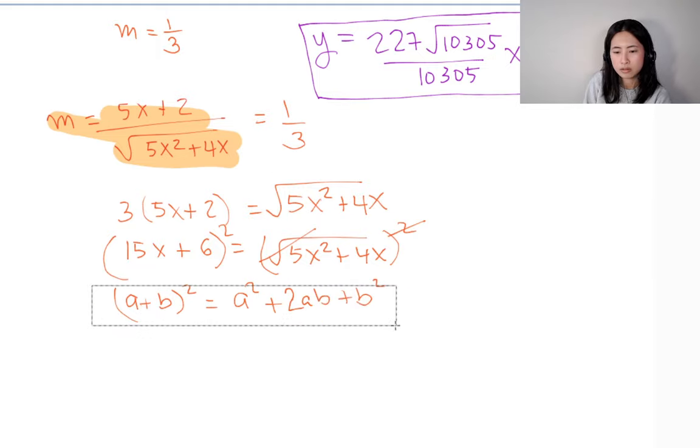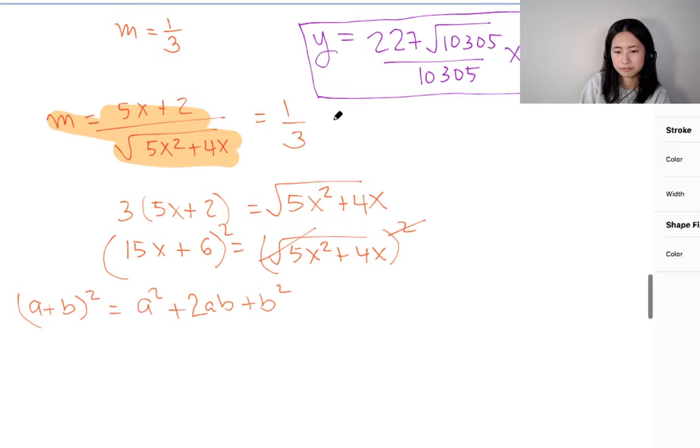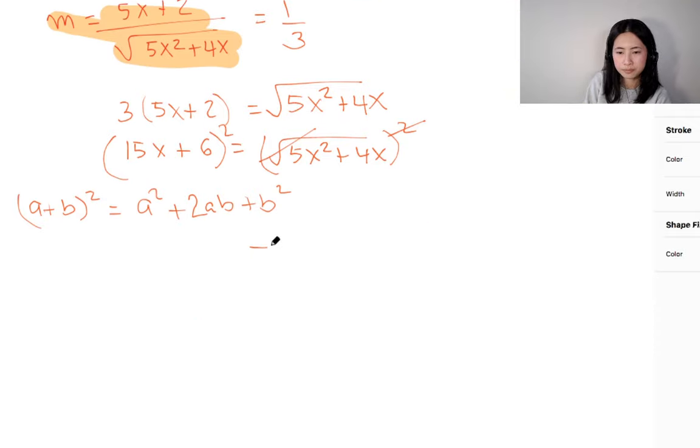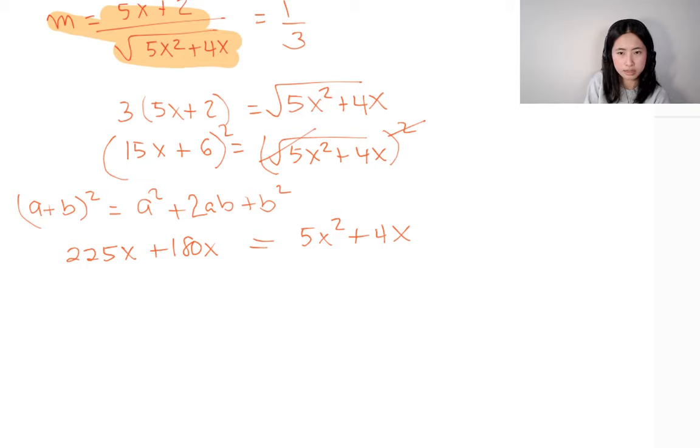Okay, let me just write that here. So this is equal to 5x squared plus 4x, and on the left-hand side, we have a squared, so that's 225x squared plus 2 times 15 times 6, that's equal to 180, right? 180x, and 36, right? Because 6 squared is 36. Okay, great. So we have that.